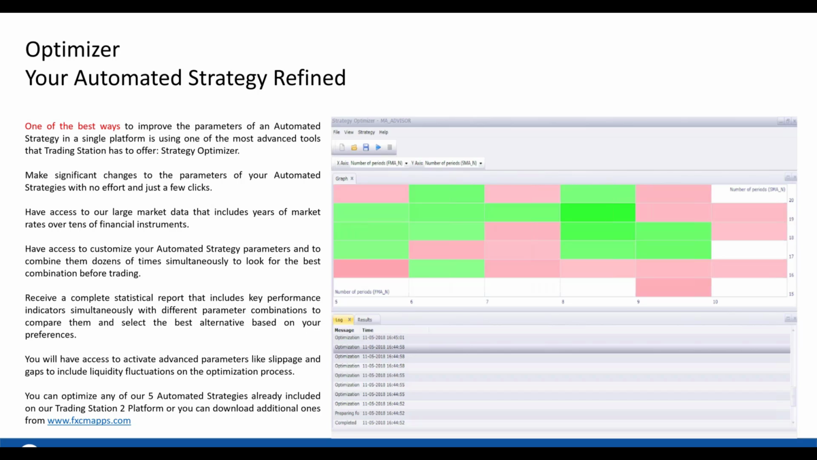Have access to customize your automated strategy parameters and to combine them dozens of times simultaneously to look for the best combination before trading. Receive a complete statistical report that includes key performance indicators simultaneously with different parameters combinations to compare them and select the best alternative based on your preference. You will have access to activate advanced parameters like slippage and gaps to include liquidity fluctuations on the optimization process. And you can optimize any of our 5 automated strategies already included on our Trading Station 2 platform, or you can download additional ones from www.fxcmapps.com.